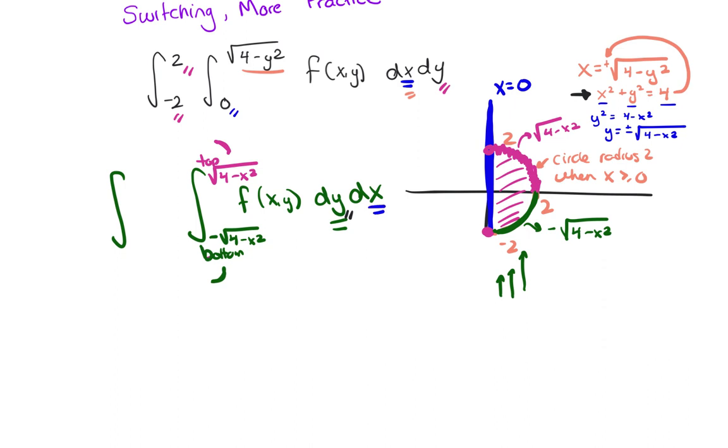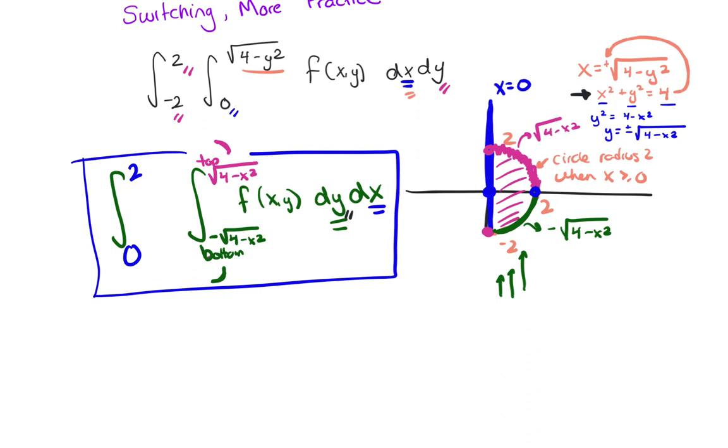Now for x, I'm just looking for constants. So I see that I start at x equals 0 and I end at x equals 2. So this is going to be the setup in that other order. Again, if you draw these out, look at the pictures, and solve the equations for those curves in the other direction, that should help you set these up.